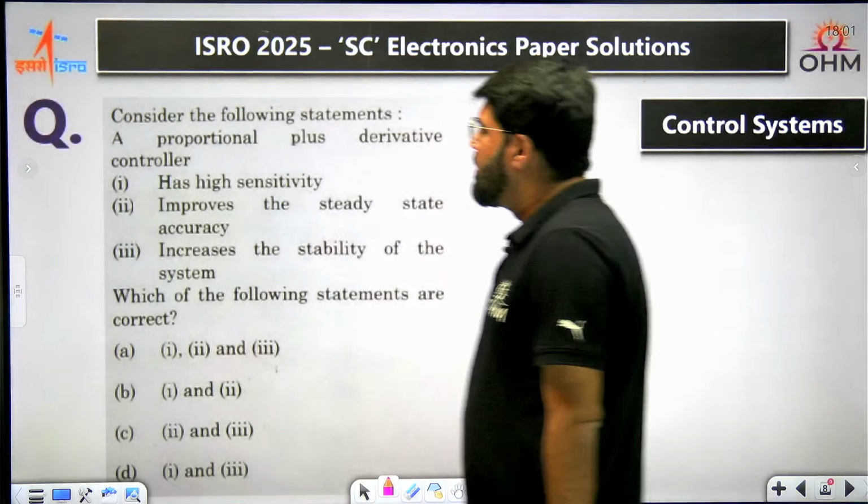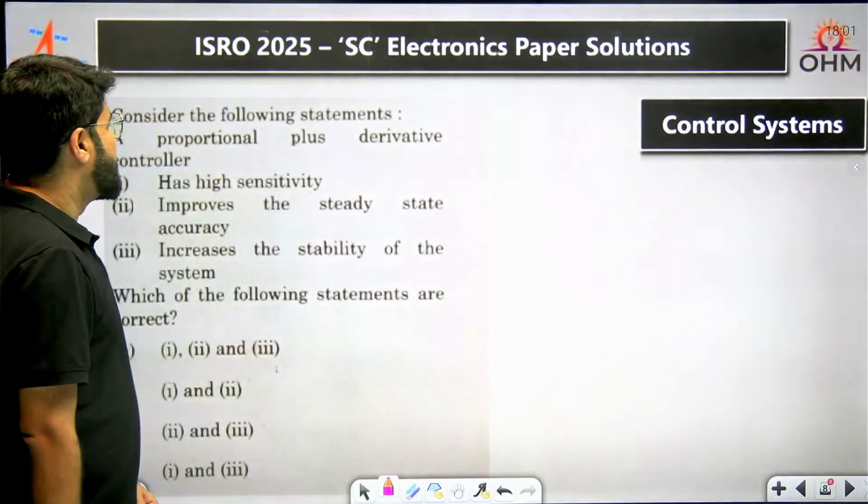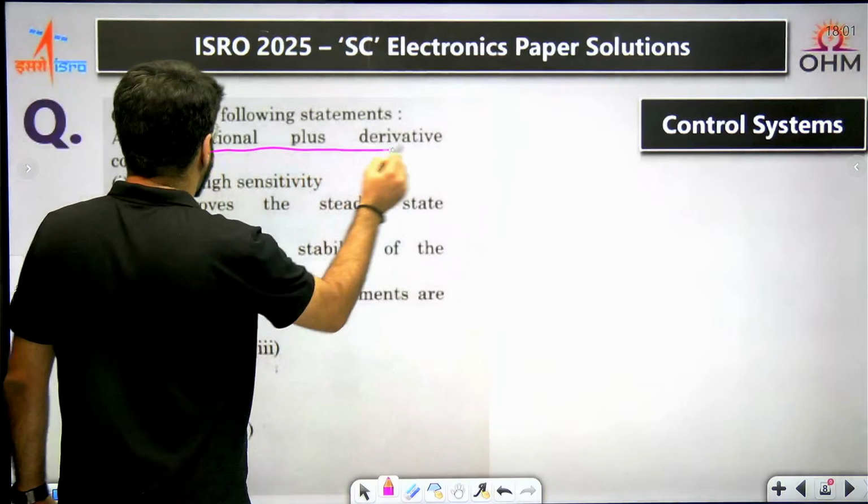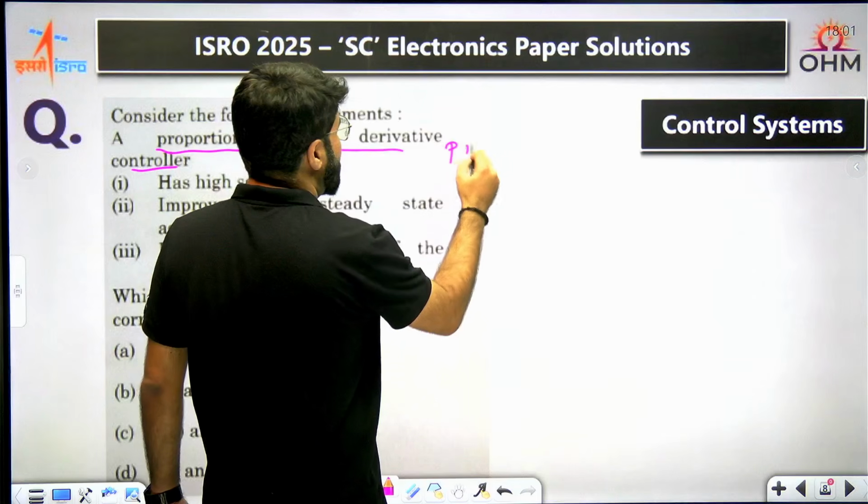Next one. Consider the following statements. A proportional plus derivative controller. So this question is asking you some information on the PD controller.